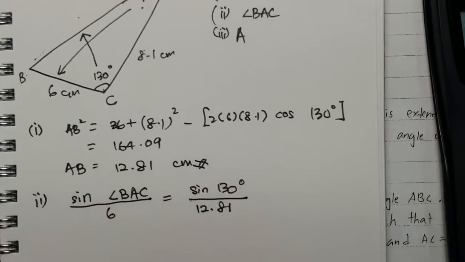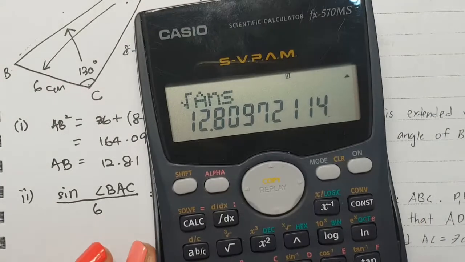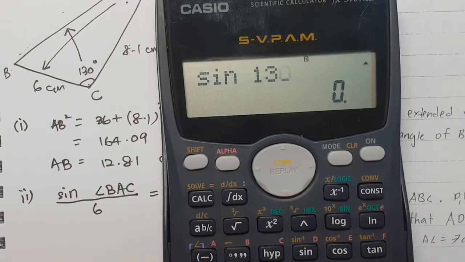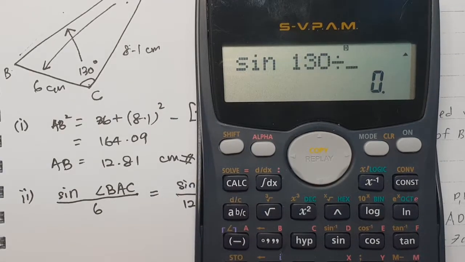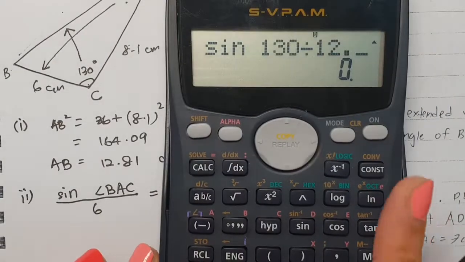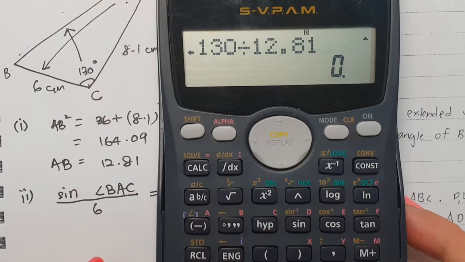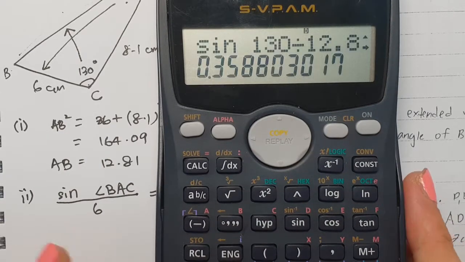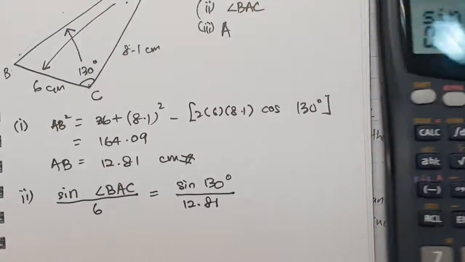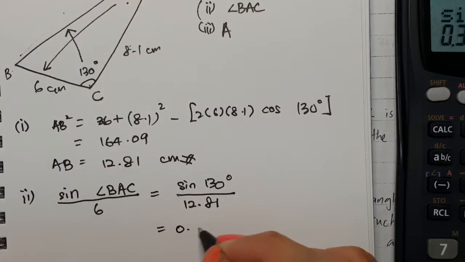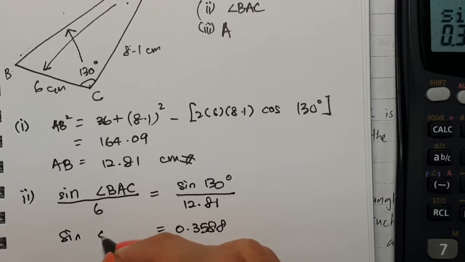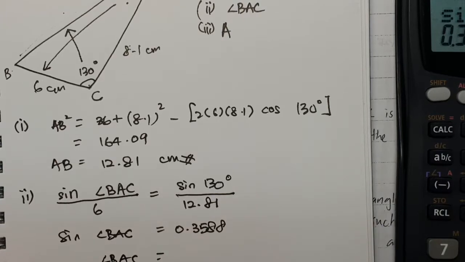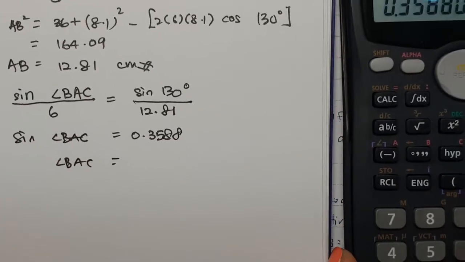So with this, use calculator. We have sine 130 divided by 12.81 and then times 6. So we have 0.3588. That is sine angle BAC. Therefore, to find angle BAC, we find the arcsine of this.